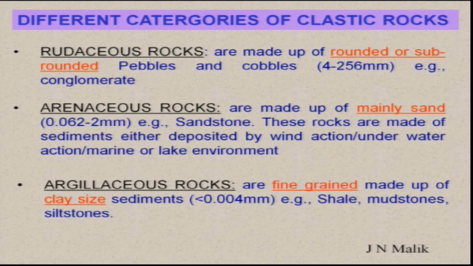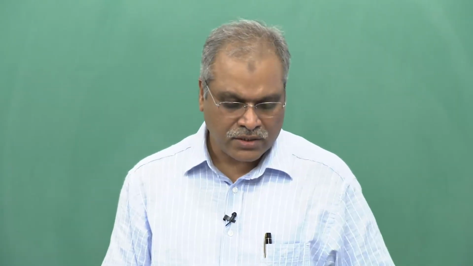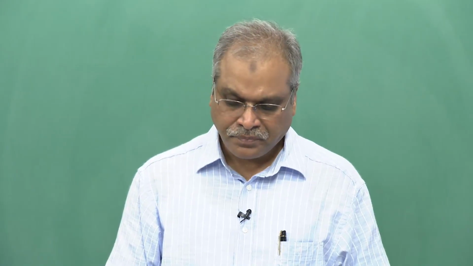So we are having rudaceous, the coarse grain, rounded to sub-rounded material; arenaceous rocks, mainly sand; and then argillaceous, which are fine grained sedimentary rocks, mostly comprised of clay size sediments. Okay. So these are based on the different categories of clastic rocks. We are having rudaceous, arenaceous and argillaceous.